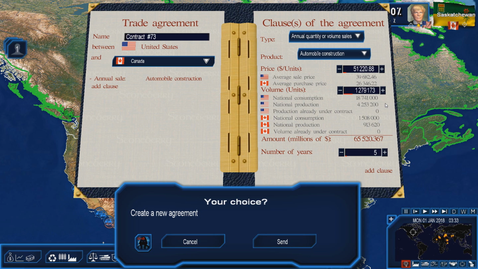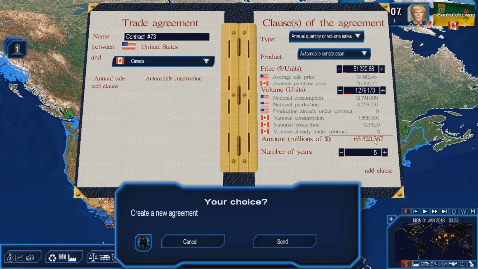So if I were to do this contract with Canada and sell vehicles to them for $51,000, that's about an $11,000 profit that I'm making on each vehicle. So right here, this would be cut in half. That's the profit you would be getting, which would be $30 billion in profits, give or take about $10 billion.